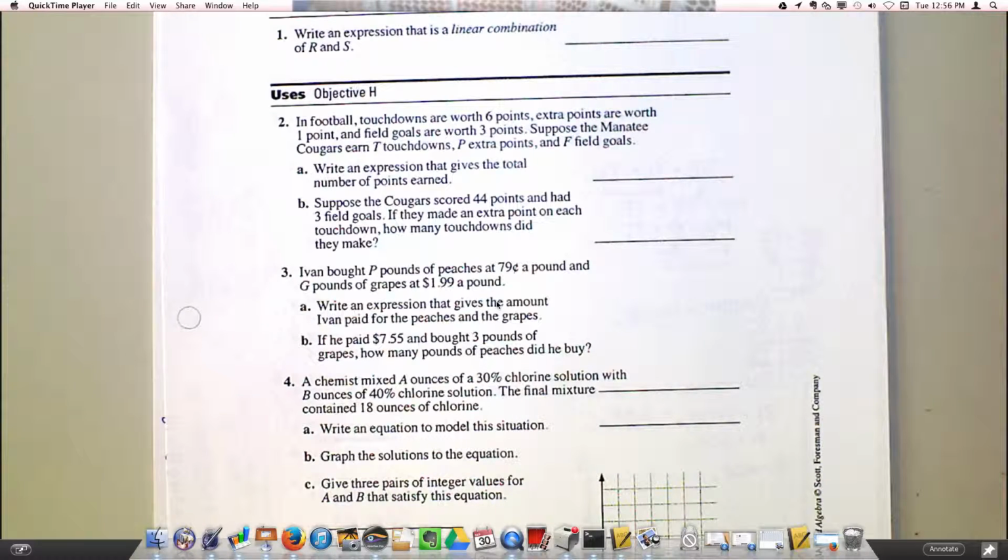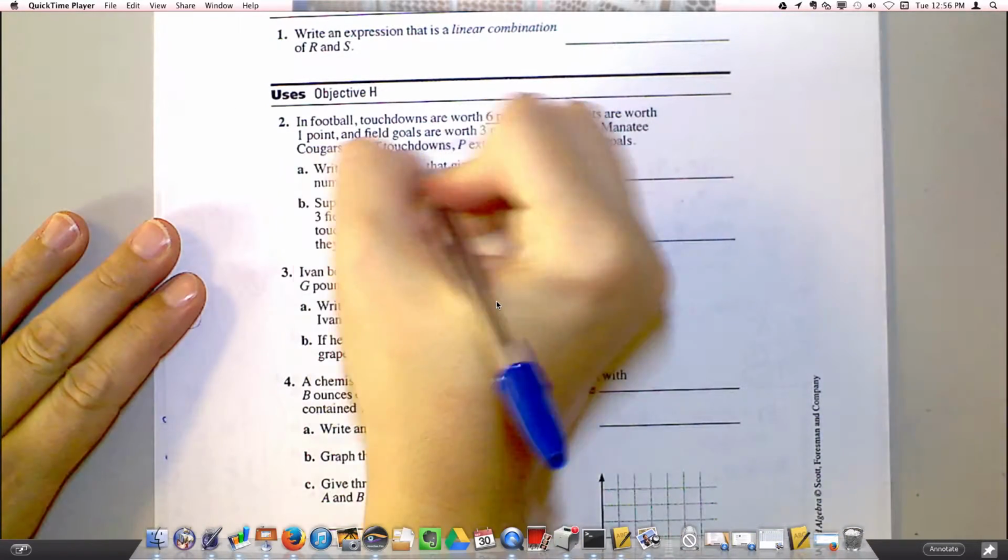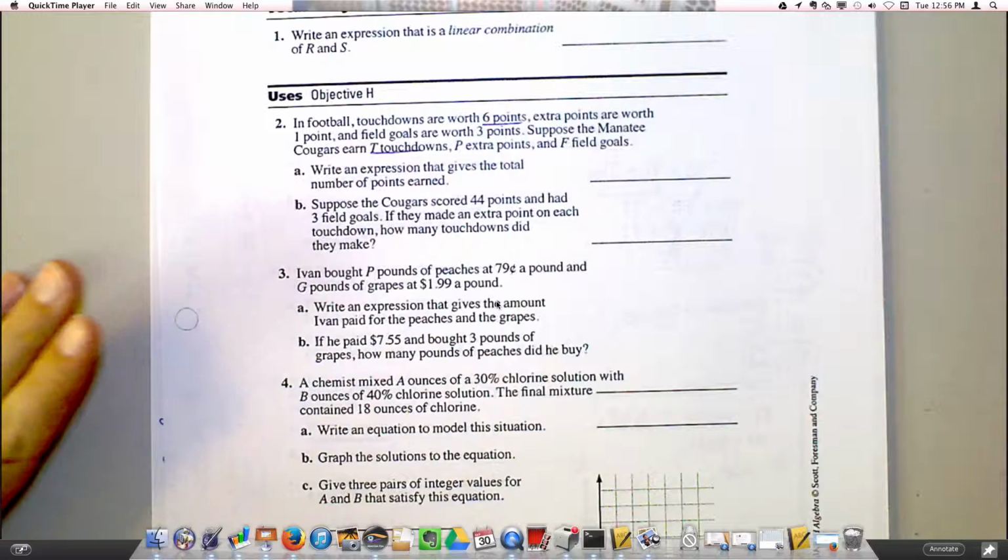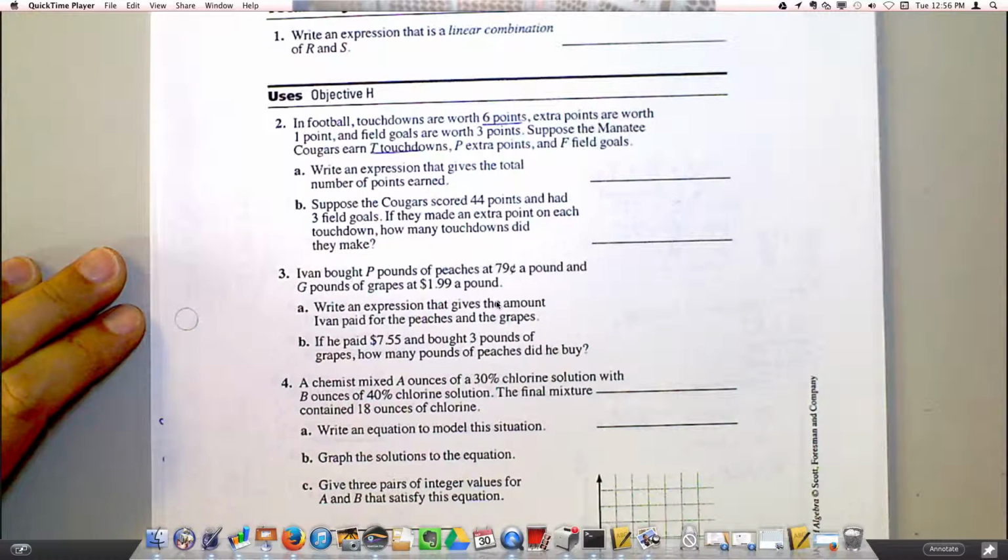Looking at the score in a football game for a specific team, we know touchdowns are worth 6 points, and we're going to make T touchdowns. T touchdowns. So how would I write how many points I'm getting just from touchdowns?